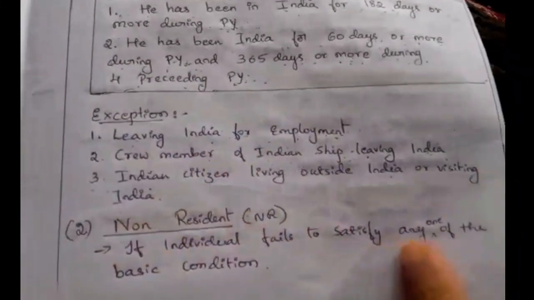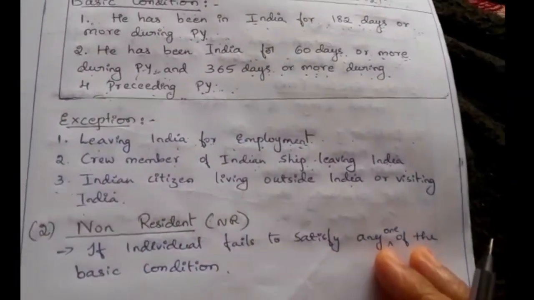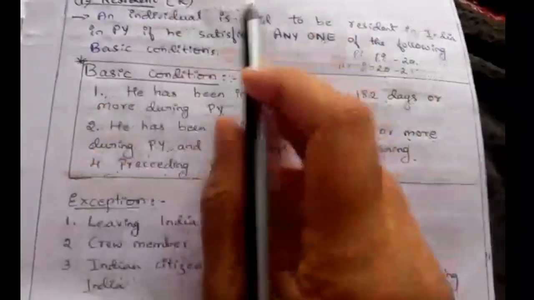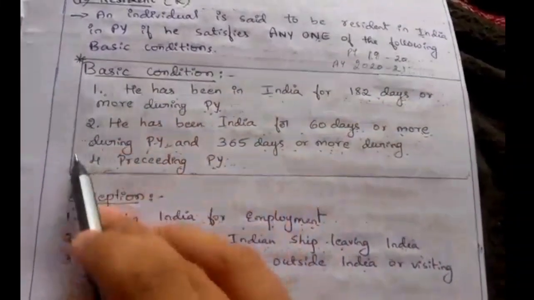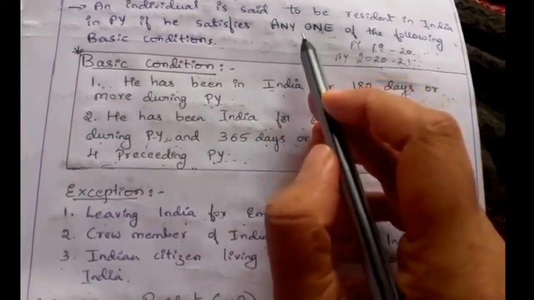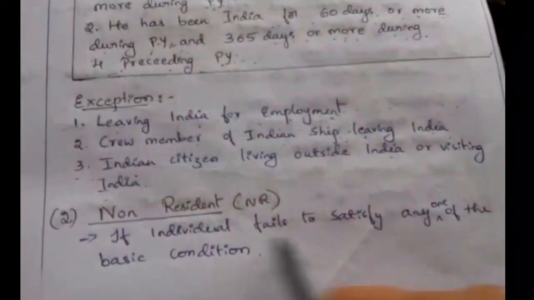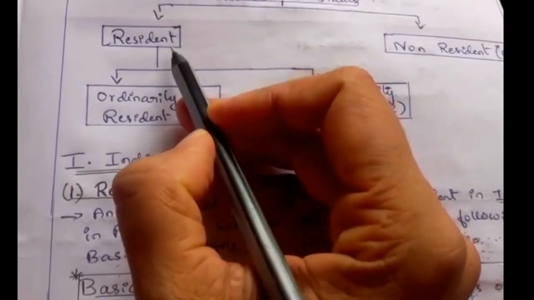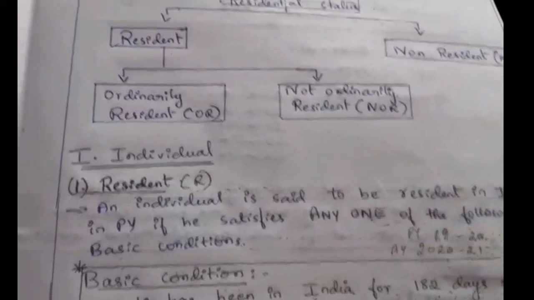Second one is non-resident. Non-resident means an individual fails to satisfy any one of the basic conditions. To prove as a resident, they must satisfy any one of the following basic conditions. If he fails to satisfy any one of the following basic conditions, then they are treated as a non-resident. Next, a resident in India can be an ordinarily resident or not ordinarily resident.